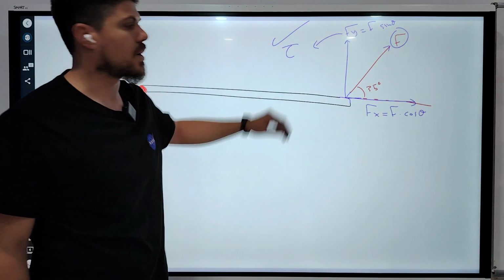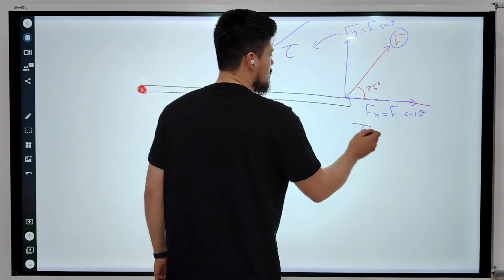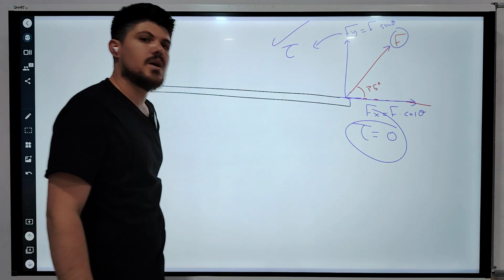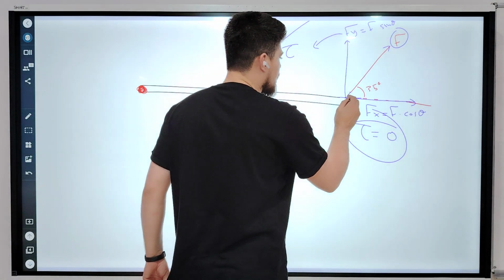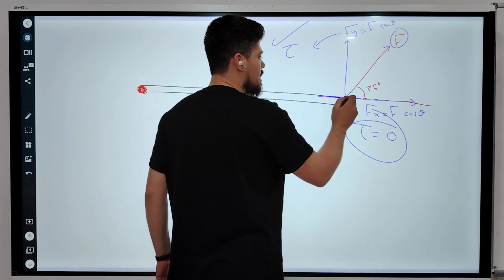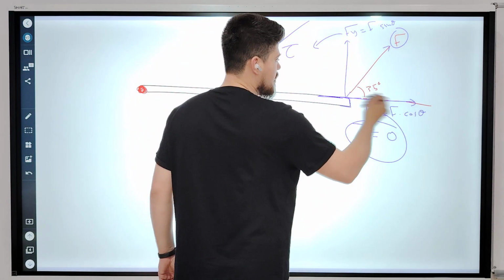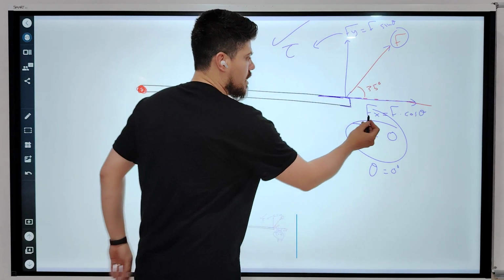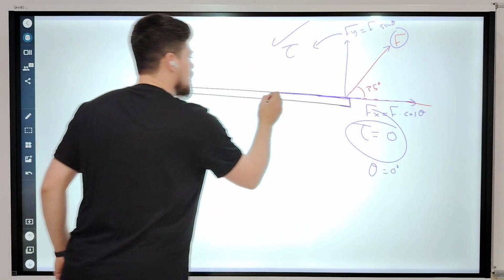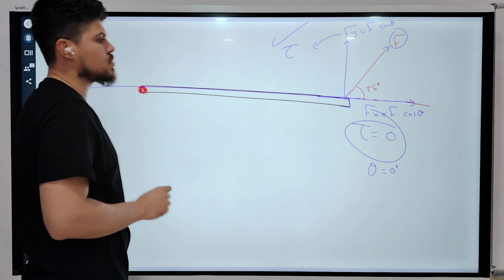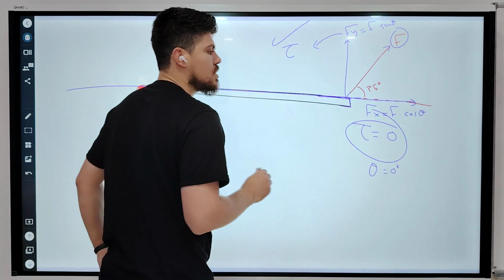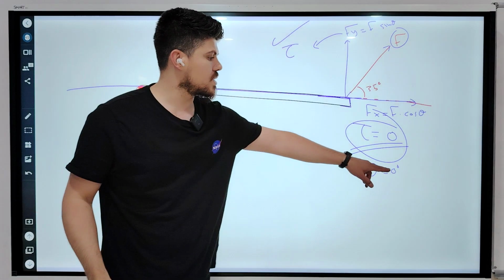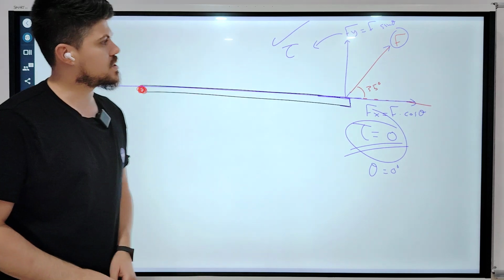This component has torque. What about Fx? The torque of Fx is equal to 0. Why 0 torque? Because the angle between the distance and the force Fx is 0. The extension of Fx passes through the axis of rotation. That is why Fx cannot produce torque. The torque due to Fx is equal to 0 because the angle is 0, and sine 0 is equal to 0.